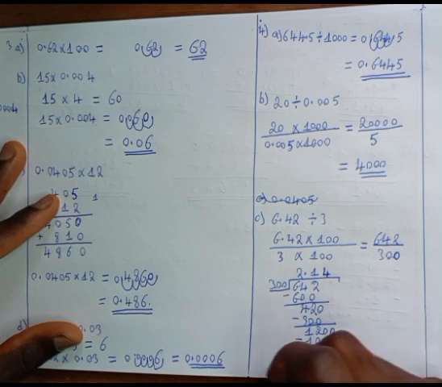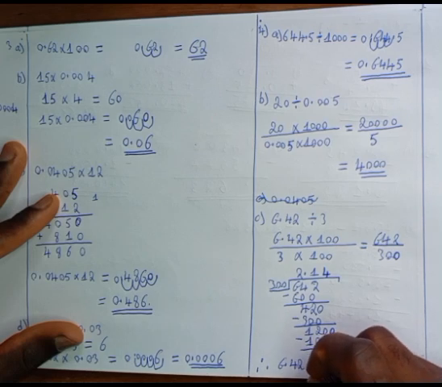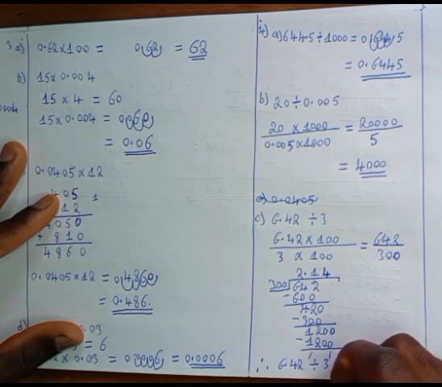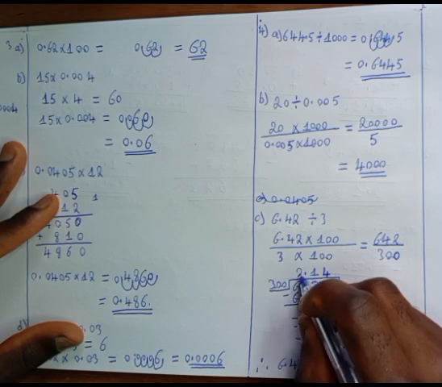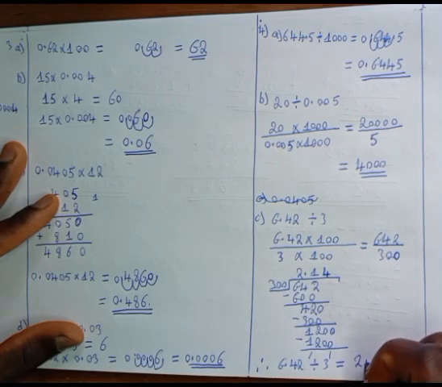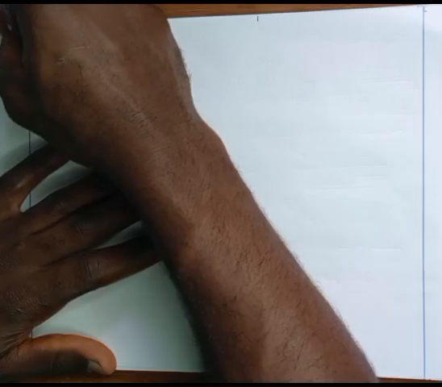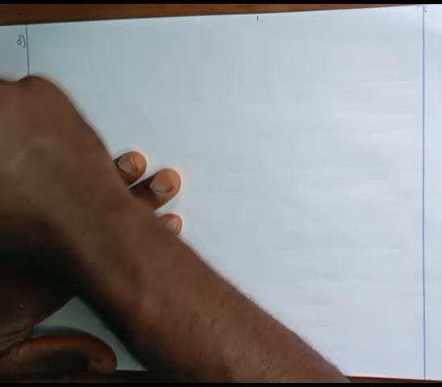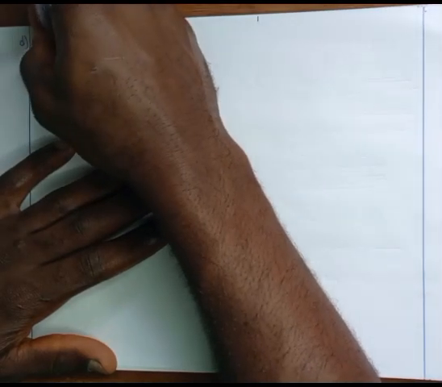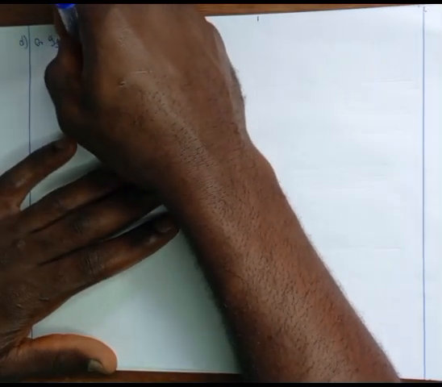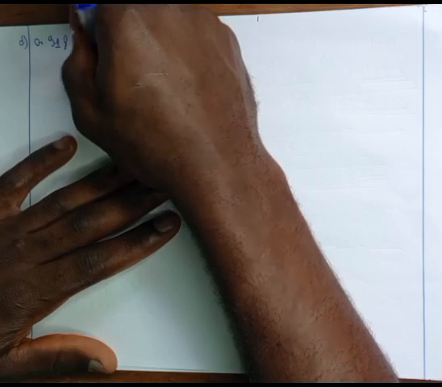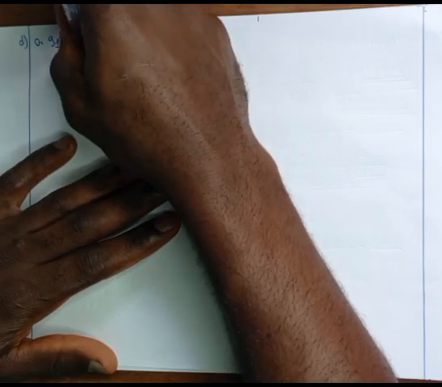Then we conclude. Therefore, 6.42 divided by 3 is equal to, we are going to copy what we have here, 2.14. This is our answer. For D, we have 0.918 divided by 0.34.